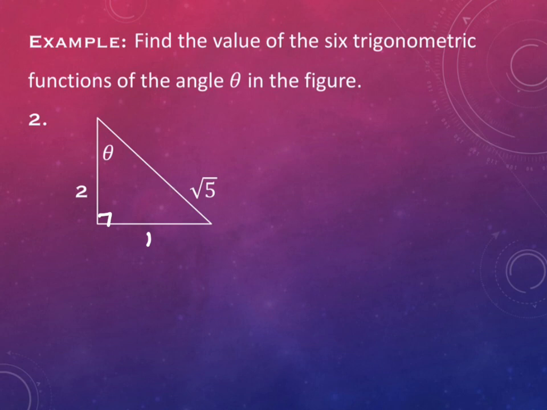All right, so we're going to find the sine of theta. You have to write the theta, right? It's the sine of that particular angle. And the sine of theta is the opposite over the hypotenuse. So what's the opposite side to theta? It's 1, and the hypotenuse is square root of 5, right? All right, we do not leave radicals in denominators.